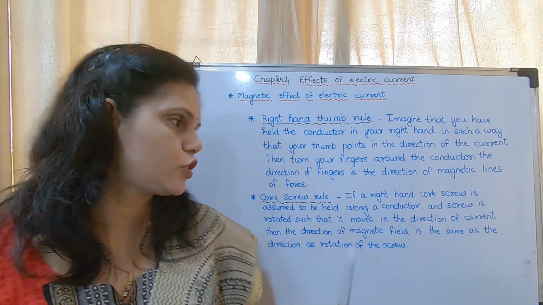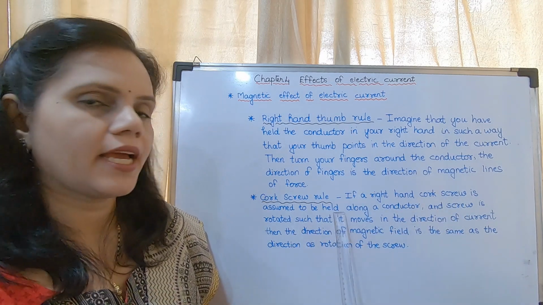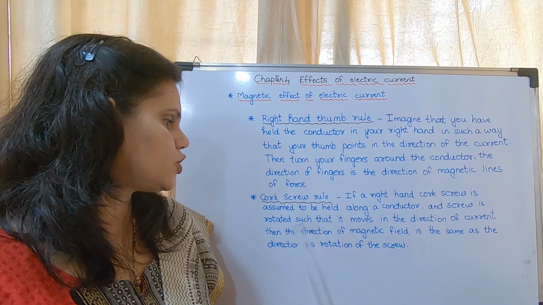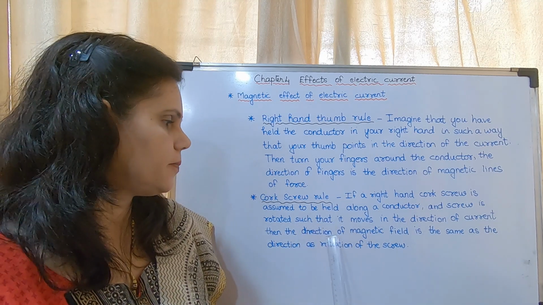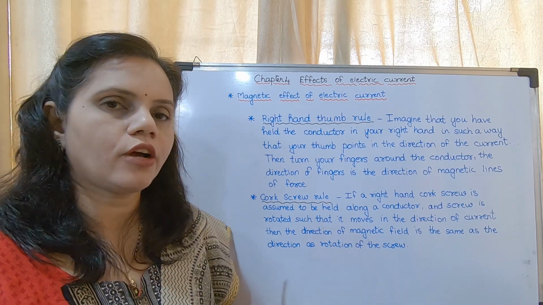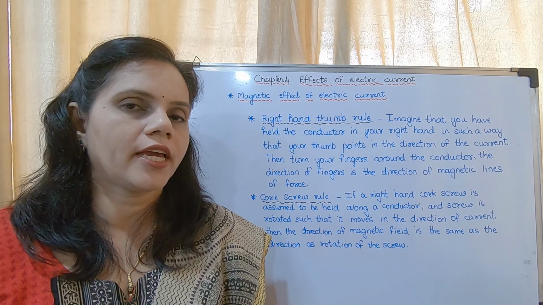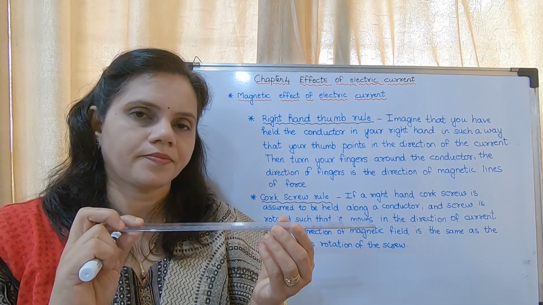So what is the corkscrew rule? If a right hand corkscrew is assumed to be held along a conductor and the screw is rotated such that it moves in the direction of current, then the direction of magnetic field is the same as the direction of rotation of the screw. So here consider this is the conductor.